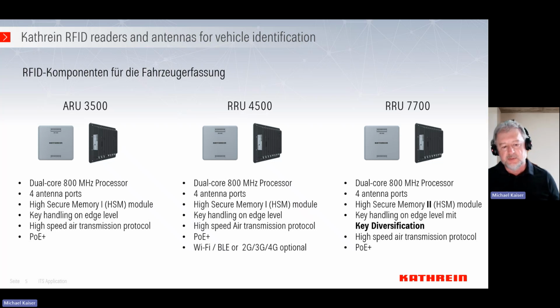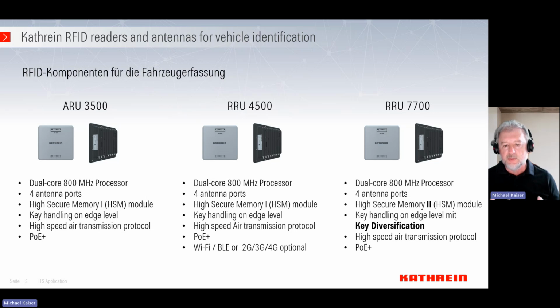We have a high-speed air transmission protocol. This means we can control the flow of data very fast and can handle a lot of cars at the same time, or fast-moving cars also. We have a power over Ethernet connectivity. This means we can supply the reader with one cable, where we have Ethernet and power. With one cable, we can supply these units. So as I said, we have an integrated 7-degree antenna and 3 external ports, and you can use this device for a lot of different applications.